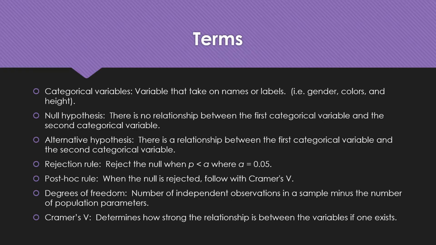There is an additional step associated with the chi-square test of independence. We then have the post hoc rule. When the null is rejected, we would follow with the Cramer's V test. We have degrees of freedom, which is the number of independent observations in a sample minus the number of population parameters. The Cramer's V test helps determine how strong the relationship is between the variables if one exists.